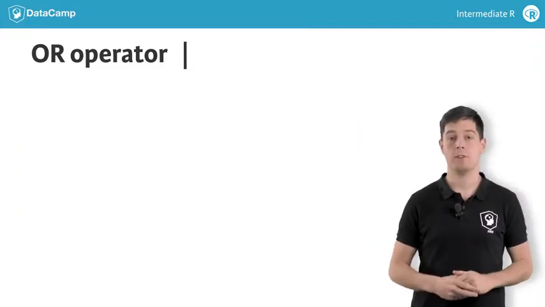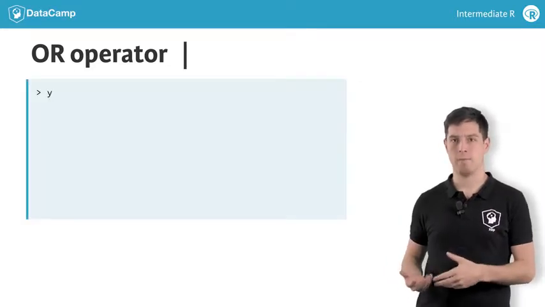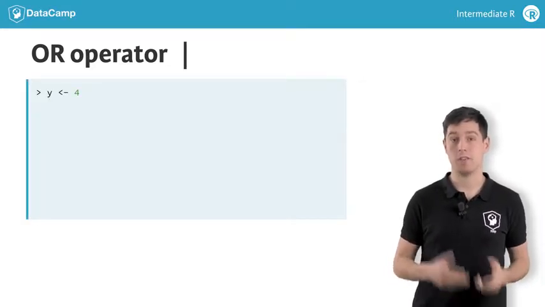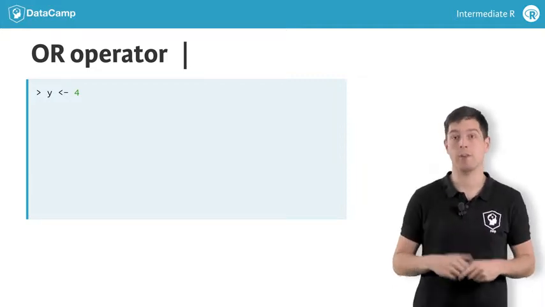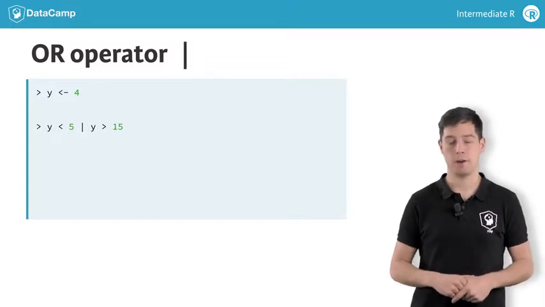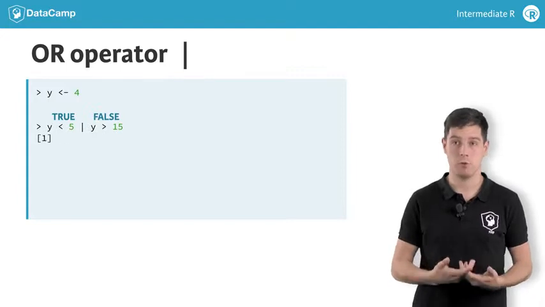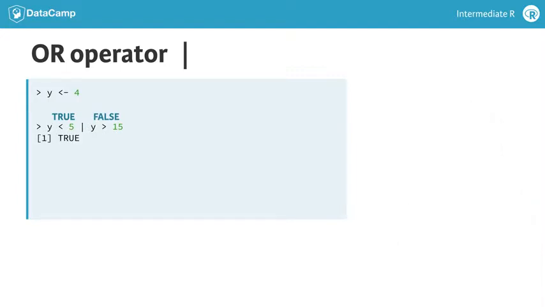Just as for AND operators, we can use comparisons together with the OR operator. Suppose you have variable y equal to 4 this time. To see if this variable is less than 5 or greater than 15, we can use this expression. R will first carry out the comparisons, resulting in true or false, which in turn results in true. Now let's have y equal 14. The expression y less than 5 or y greater than 15 now evaluates to false or false. Neither one of the comparisons are true, so the result is false.